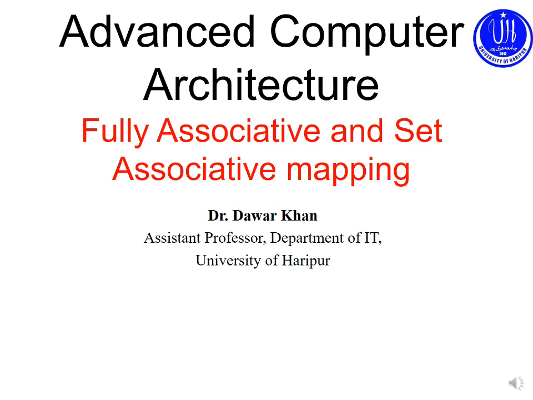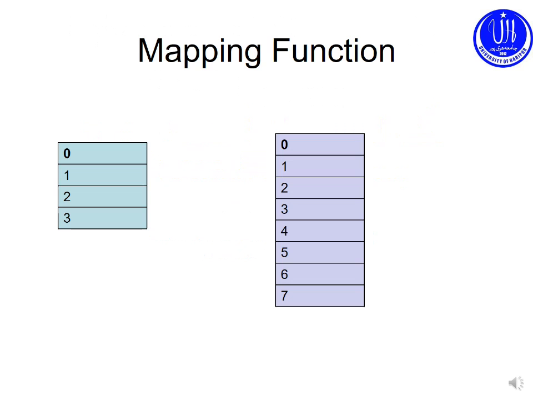Bismillahirrahmanirrahim. So the next topic is associative mapping. We have two types of associative mapping. One is fully associative mapping, or simple.